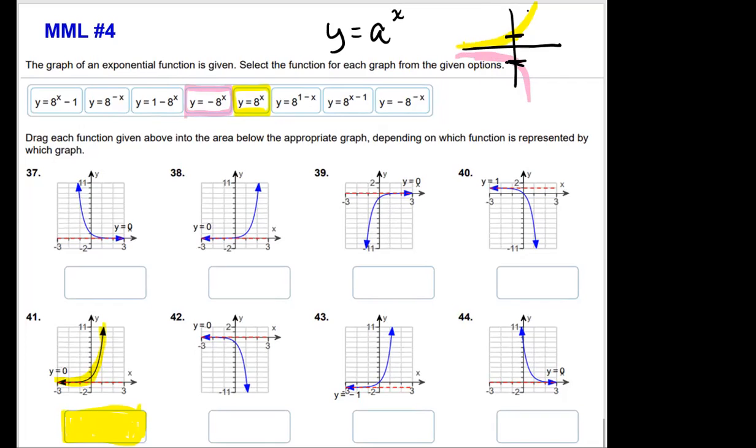And for 0, negative 1, the only one that looks like that is number 42. So it's this one here. That's this graph. I'll just color code. So just click on it and drag it down to there. Next. Instead of that negative being on the 8, if I look at the negative being on the exponent, when that happens, it spins like a weather vane. So that one would still go through 0, 1, but it would look like this. It flips like that. So that would be choice 37. It would be this one right here.